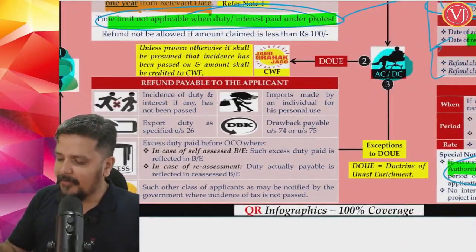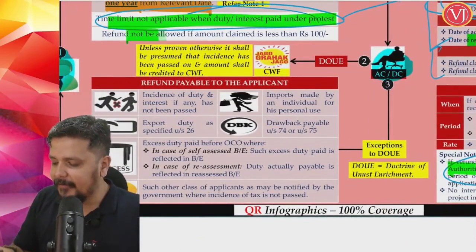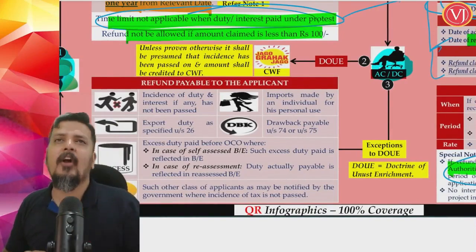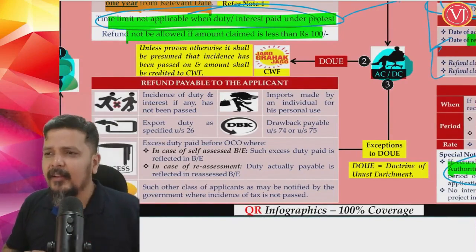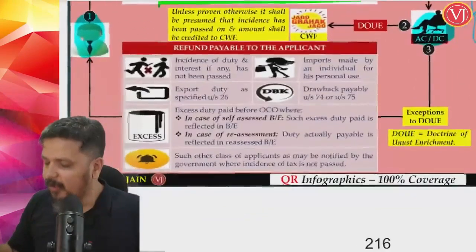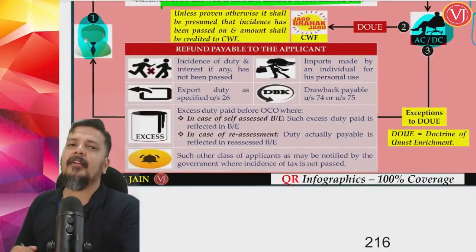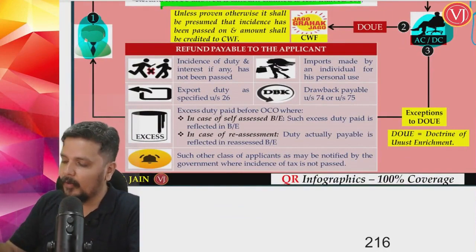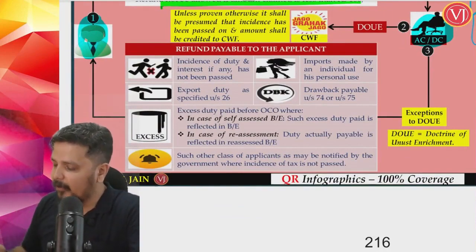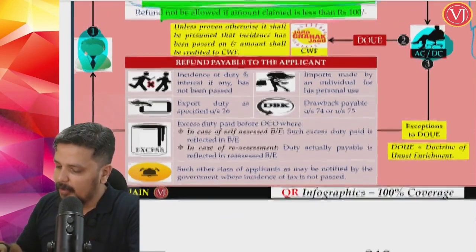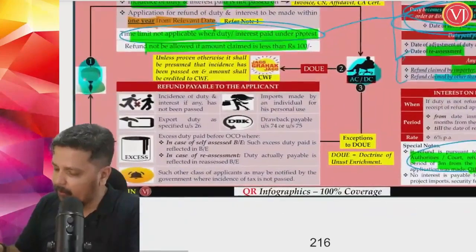Now, as already discussed, refund will not be entertained if the value is less than 100. If it is duty drawback, the value is less than 50. Now, in which cases will I get the refund in my hand, and in which cases will the refund go to the Consumer Welfare Fund? By default, the refund will always go to the Consumer Welfare Fund.